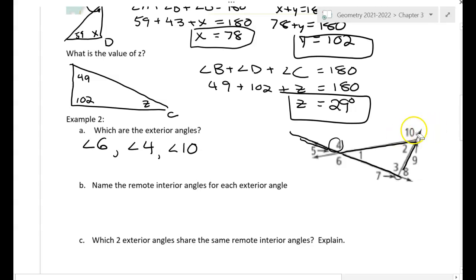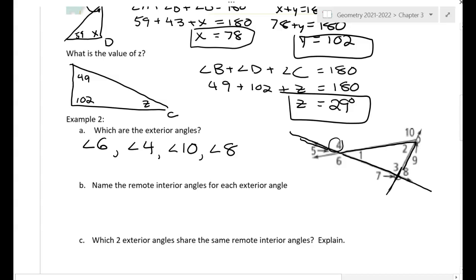And extend this one. And I have angle 8. And so there are the exterior angles. Now we're going to name the remote interior angles for each exterior angle.